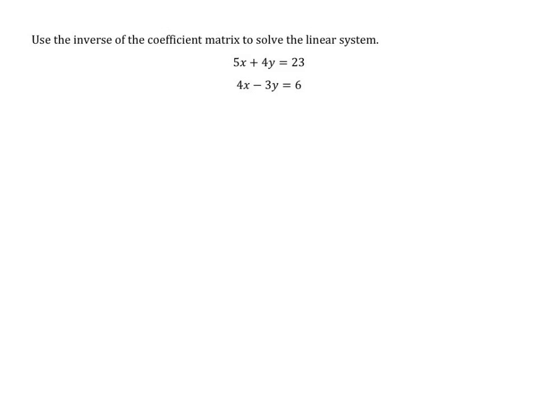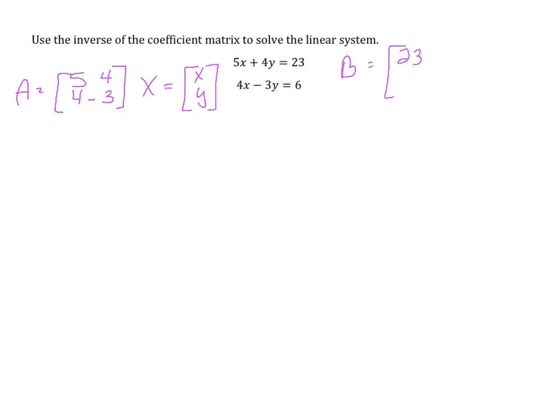Let's try another one. Use the inverse of the coefficient matrix to solve the linear system. So we have to identify our A. Our A matrix is 5, 4, 4, negative 3. Our X matrix is X, Y. And our B matrix is 23 and 6. So we have to find the inverse of A first.